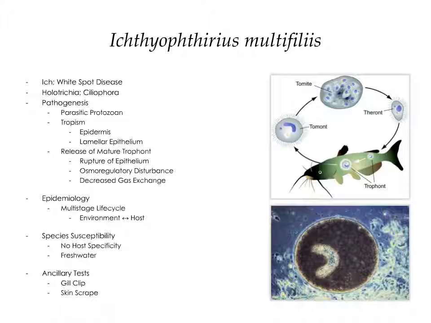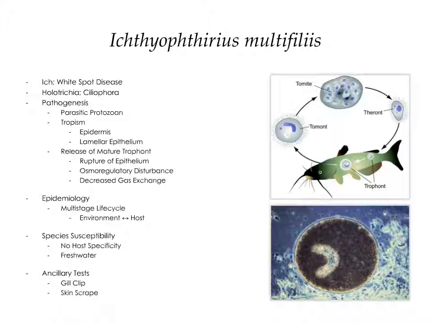It's a parasitic protozoan with a tropism for the epidermis and the lamellar epithelium. The infective stage of the parasite causes rupture of the epithelium. This can result in osmoregulatory disturbances and a decrease in gas exchange. In regards to epidemiology, the parasite has a multi-stage life cycle, which shifts between the environment and the host. All freshwater fish are susceptible to infection. Ancillary testing includes gill clips and skin scrapes.